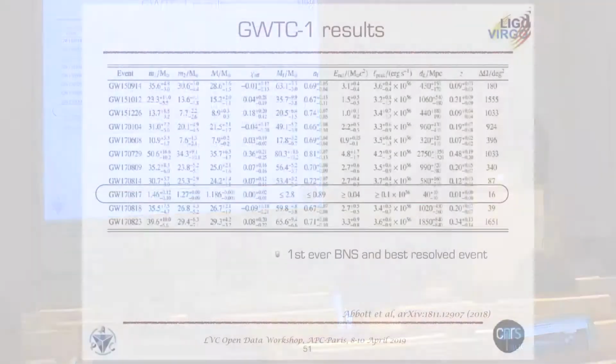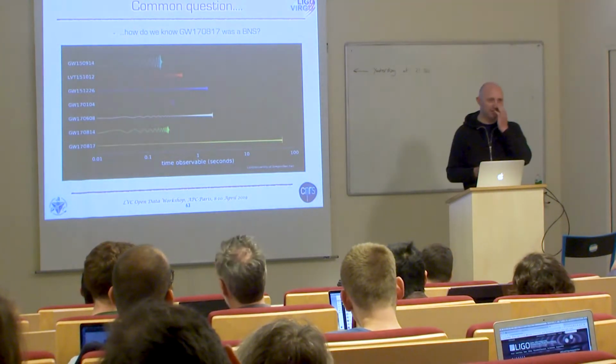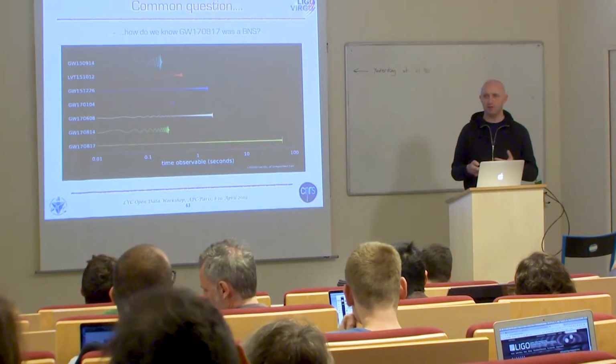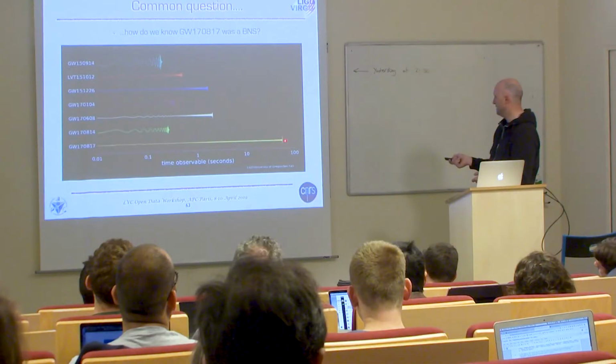We've also found the first ever binary neutron star and our best result event at 16 square degrees. So Alan covered this yesterday, but another common question that we get is, well, how do you know it was a binary neutron star? And the easiest way to know that it's a binary neutron star is to look at the duration of the signal in the detector from a given reference frequency. So you can see that all the black holes have merged within a second, maybe a second and a half. The binary neutron star is lasting, in this graphic here, about maybe 50, 60 seconds.